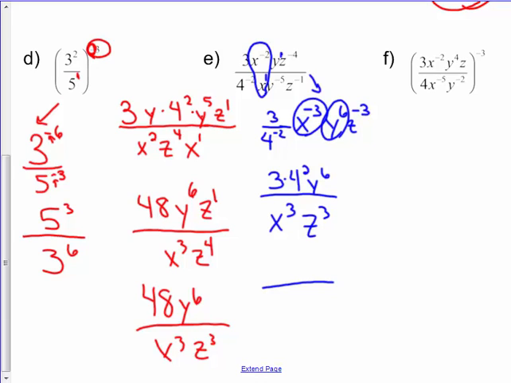And I had the same thing. 48 on top, 4 squared is 16, 16 and 3 is 48. Y to the 6, x to the 3rd, z to the 3rd.